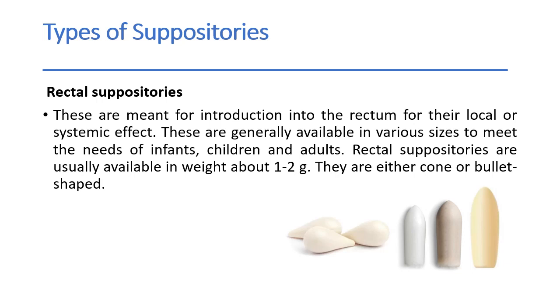Types of suppositories. The most commonly used and available one is rectal suppositories. They are meant for introduction into the rectum for either local or systemic effect. They are generally available in different sizes and shapes to meet the needs of infants, children, and adults. They are usually in a weight range between 1 to 2 grams, and their shape is either cone or bullet shaped.